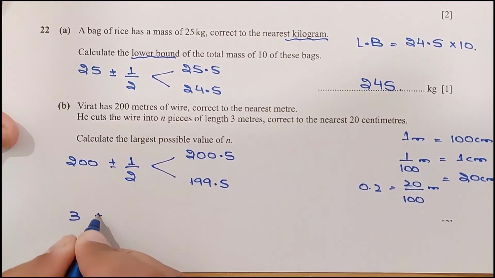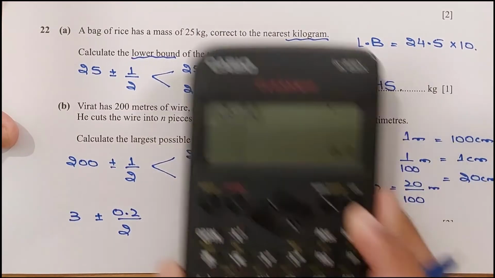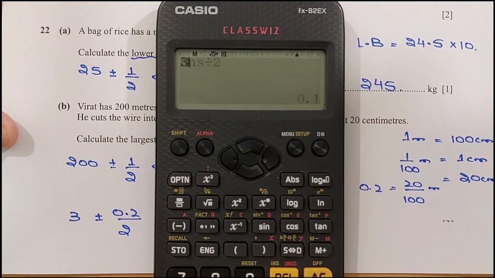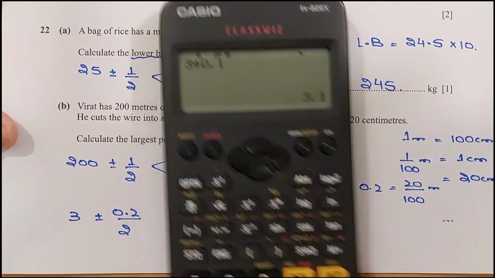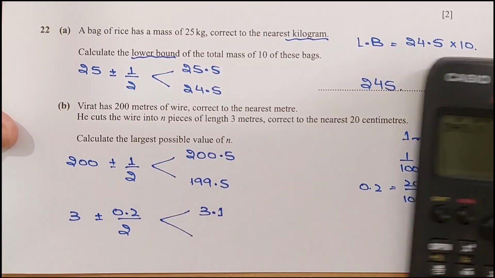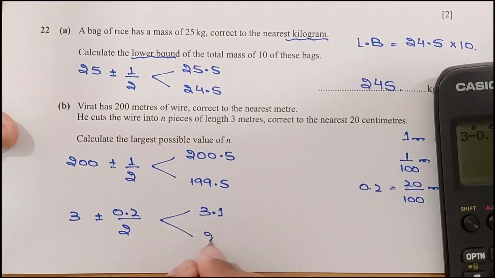So 3 meters plus or minus 0.2 divided by 2. So 0.2 divided by 2 is 0.1. So 3 plus 0.1 is 3.1, the upper bound, and 3 minus 0.1 is 2.9, the lower bound, right?